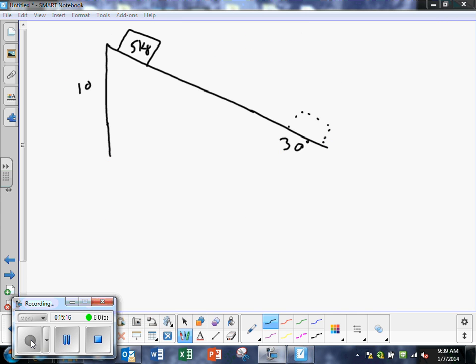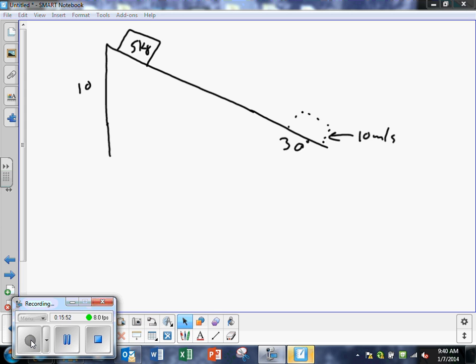Okay, so now we've got a 5 kilogram mass sitting on a ramp that's 10 meters high with a 30-degree angle. So this is answering some of the questions that you had on the homework that was due for today. Okay, so we'll just say that in the end, I have a velocity of 10 meters per second. Okay, so the question here is, is there friction? And if there is, what was the force of friction?